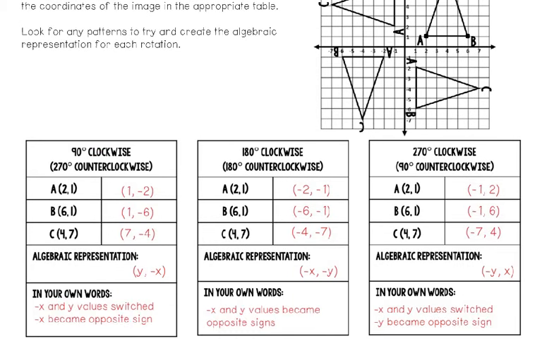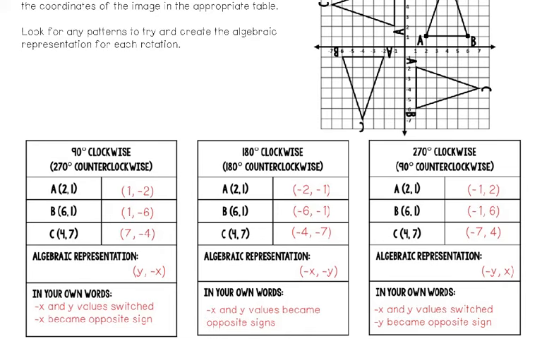Just starting with the 90-degree clockwise rotation, for point A, it was at 2, 1. Then it changed to 1 and -2. For each one of these points, the y and the x switched positions, and the x became negative, or the opposite. So to represent that algebraically, we can switch the position of the x and the y and represent that the x is opposite signs by putting a negative in front of it.